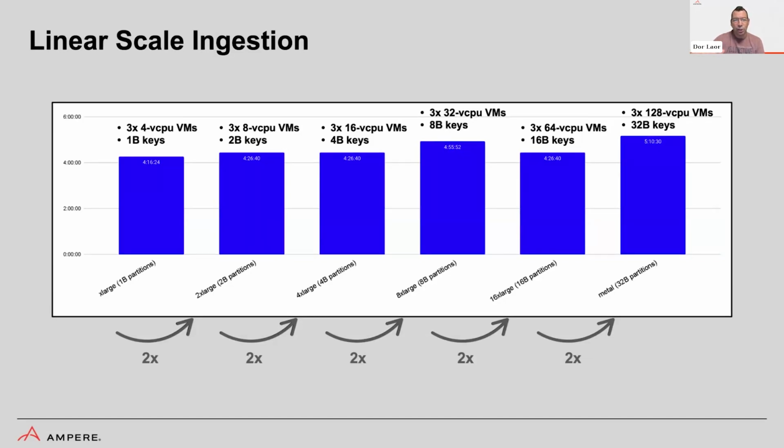In terms of ingestion, how much time it takes to populate the entire data set, it's linear scaling. It takes 4 hours to populate 1 billion keys on machines with 4 vCPUs each, and the workload which is 32 times bigger on the right-hand side with 32 times bigger machines takes the same time. It's all linear scaling time, because Scylla is scalable, and also AMD is scalable, Ampere is scalable too.